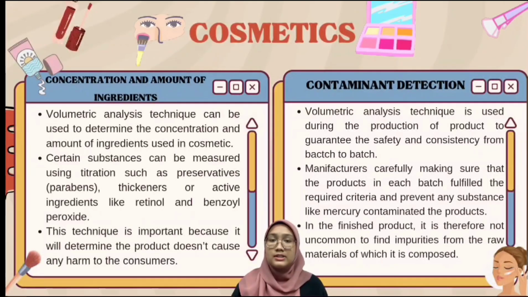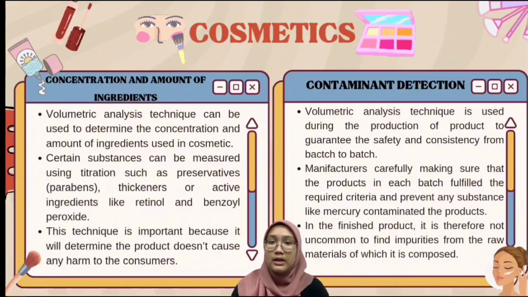In the cosmetic industry, volumetric analysis is commonly used during the production of products. The first one is concentration and amount of ingredients. Volumetric analysis is used to determine the concentration and amount of ingredients used in cosmetics. Certain substances can be measured using this technique, such as preservatives, parabens, thickeners, or active ingredients like retinol and benzoyl peroxide. This technique is important because it ensures the product doesn't cause any harm to consumers.